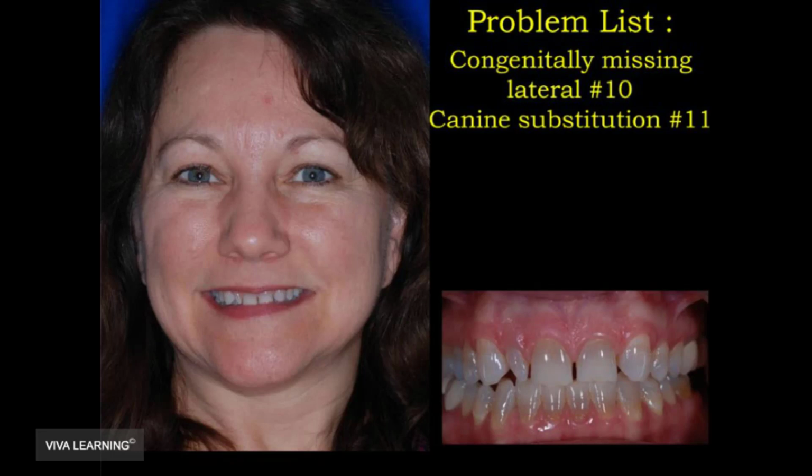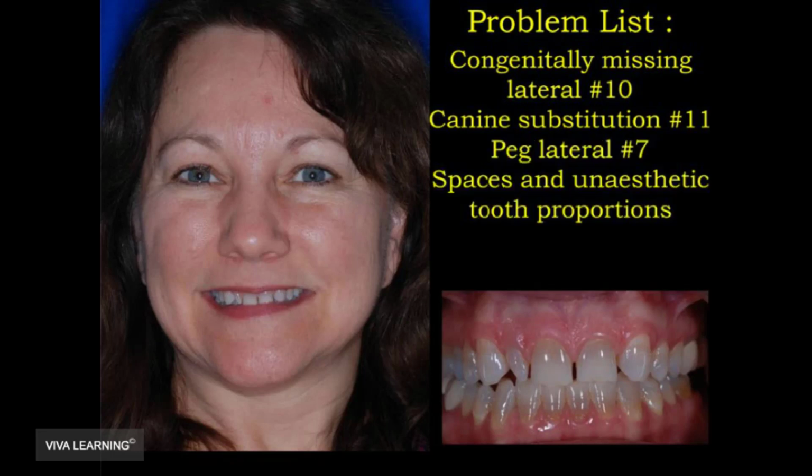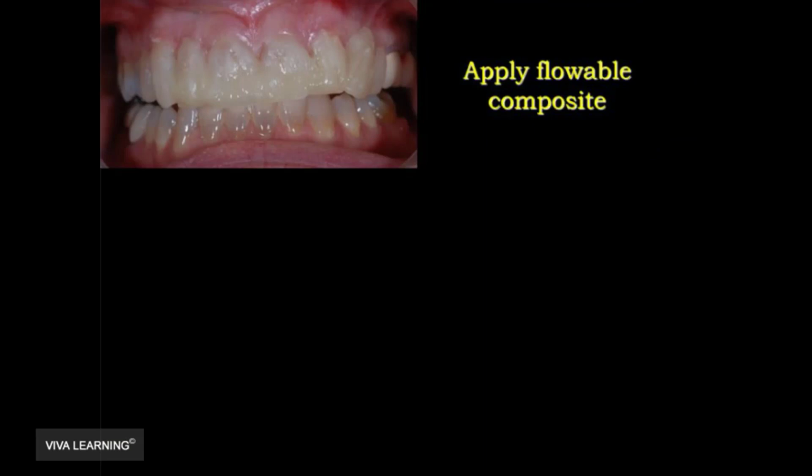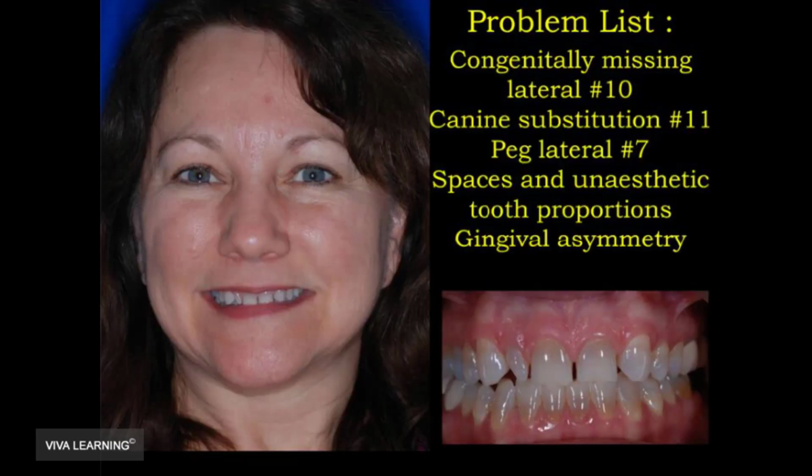So what is our problem list? Well, she's congenitally missing lateral number 10. She's got canine substitution, number 11 in the lateral position. We've got a peg lateral, number 7. We have spaces and unsafe tooth proportions because of the peg lateral and because of the canine in the lateral position. And we have gingival asymmetry.